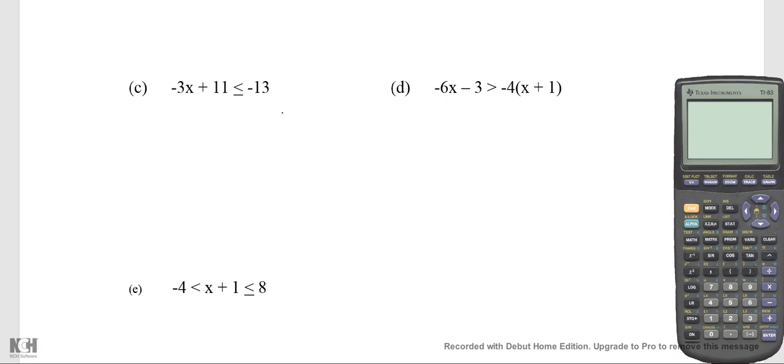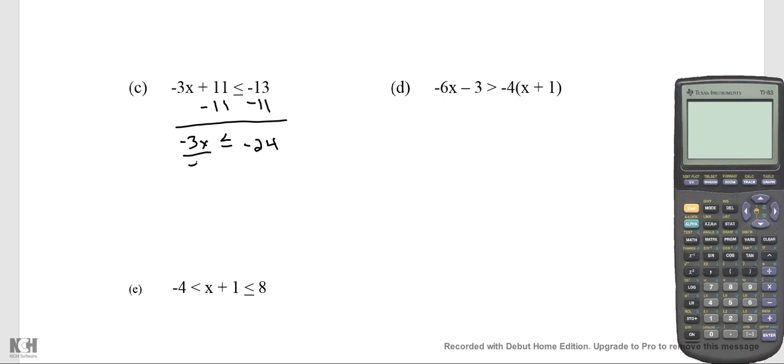So I'm going to solve this for x again. -3x plus 11 is less than or equal to -13. I want to get rid of the plus 11, so I'm going to subtract 11 from both sides. Get -3x is less than or equal to -24. Now notice I subtracted 11 here. I did not flip the inequality symbol because I did not multiply or divide by a negative. I simply subtracted.